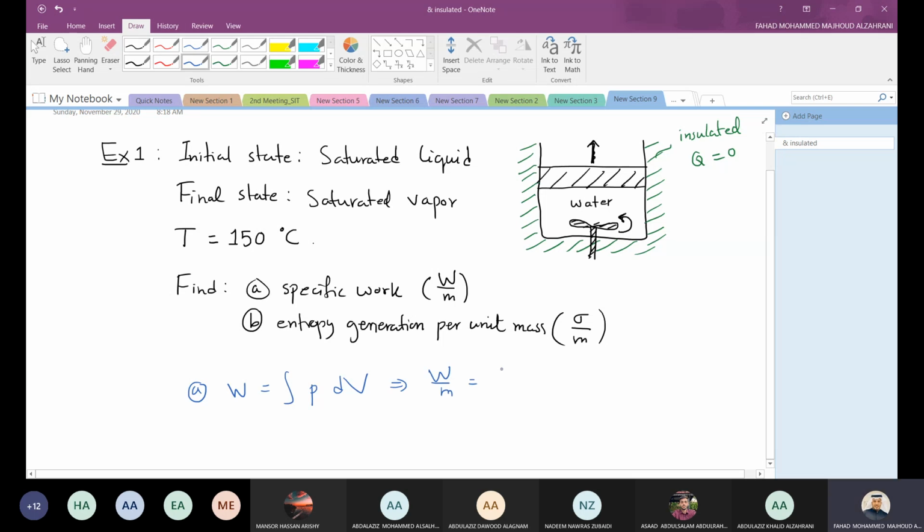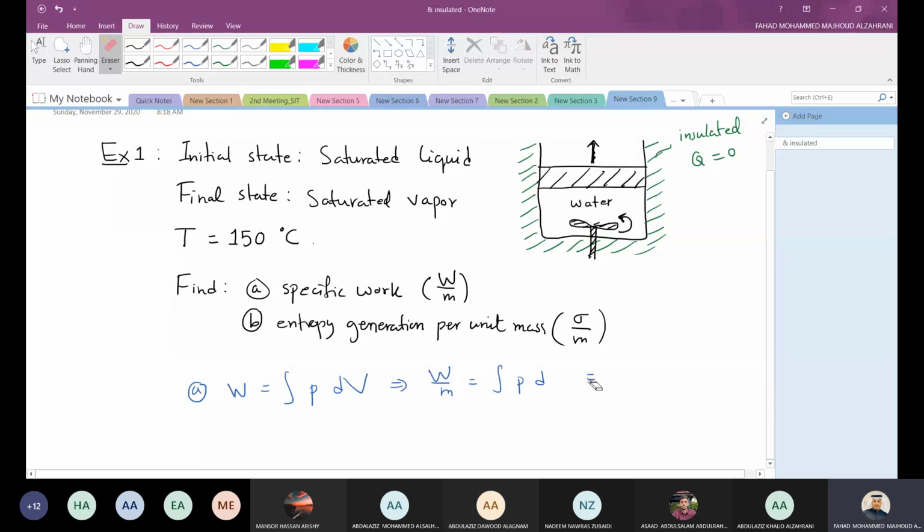It will be the integral of P dV, but is the pressure constant or not? We don't have the information for the pressure or the volume. So what's the other option?